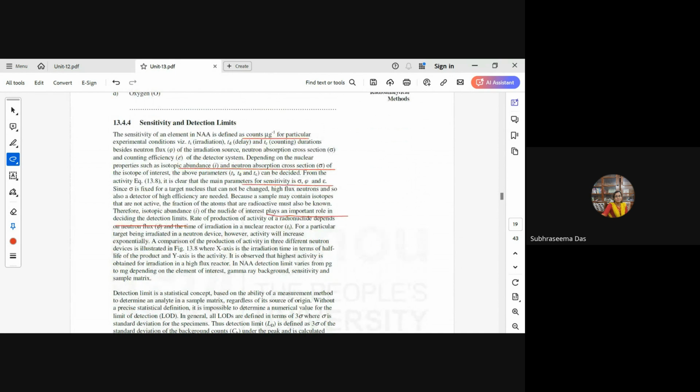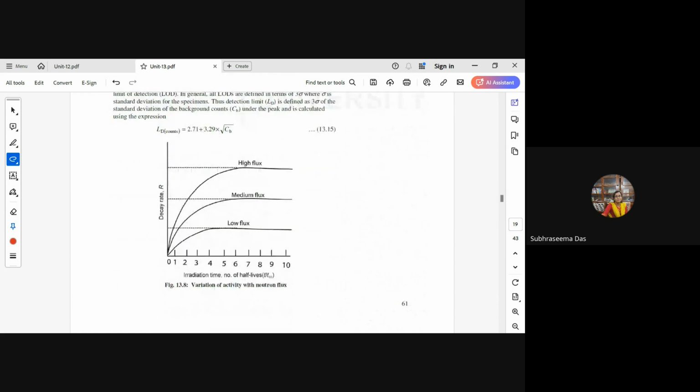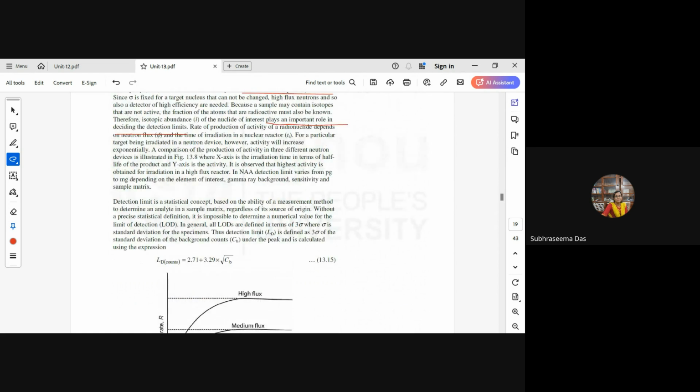The rate of activity of a radionuclide depends on the neutron flux and the time of irradiation, that is Ti. So for a particular target being irradiated in a device, the activity increases exponentially. This is shown in figure 13.8, the variation of activity with neutron flux, which increases with time. A comparison of all three activities is shown. It is observed that the highest activity is obtained for irradiation with a very high flux reactor, as shown from this graph.